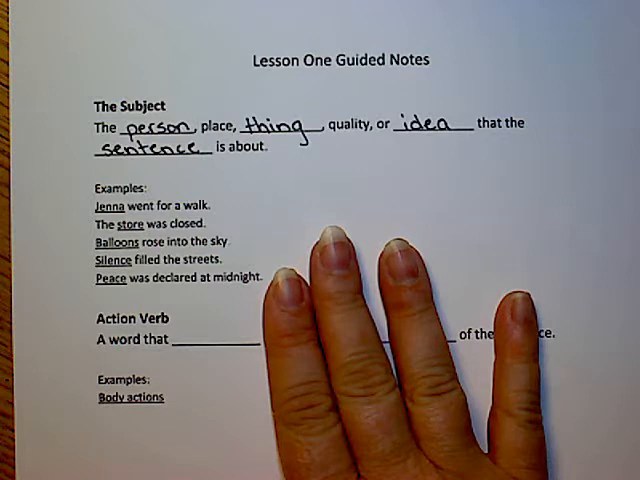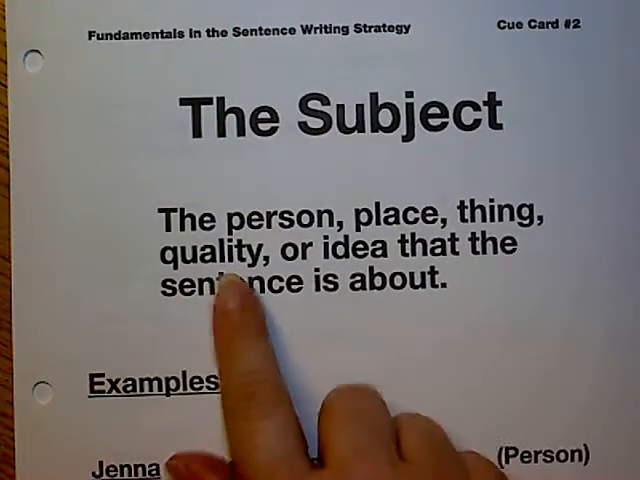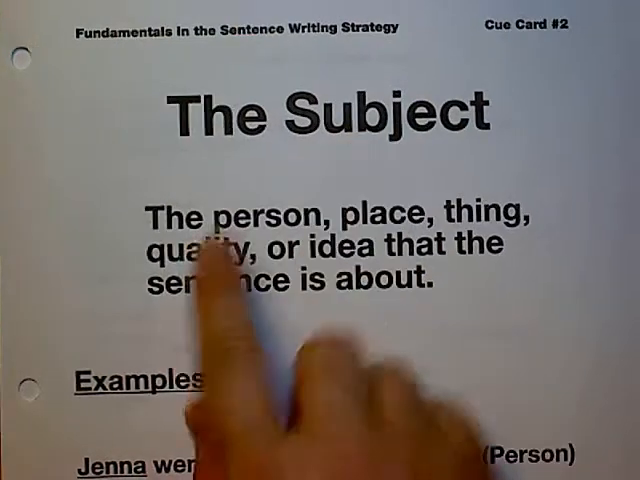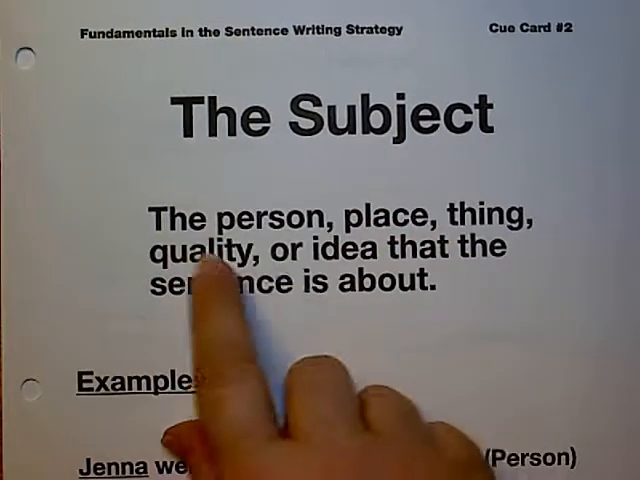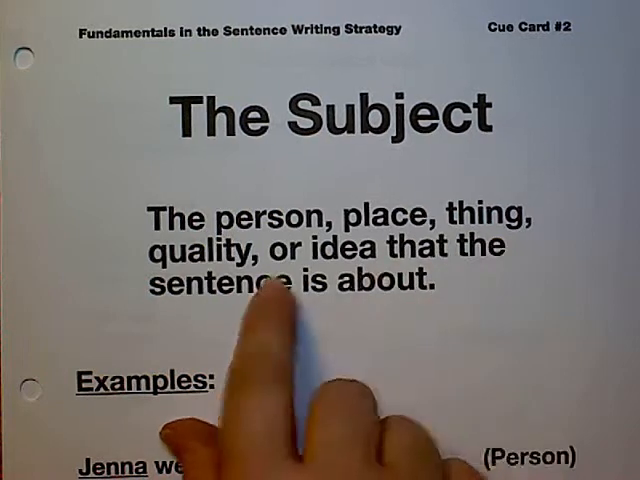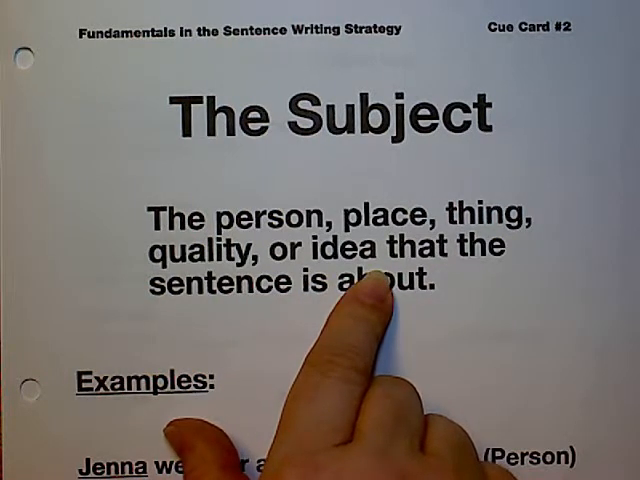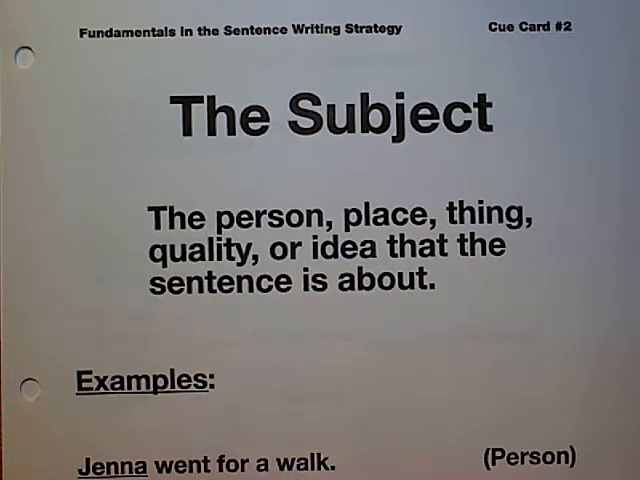Now notice I did cue you to go ahead and write in your notes or signal to you, and that's important that you understand the signal. So again, here is a sheet. The subject is the person, place, thing, quality, or idea that the sentence is about. Let's think of some words that fit into each of the other subject categories.